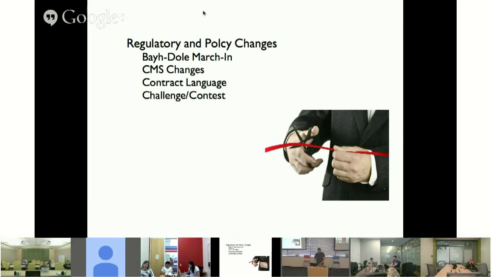So I guess in some sense, my graphic here is somebody cutting red tape. Maybe I'm actually talking about creating some more in some cases, but you get the picture.